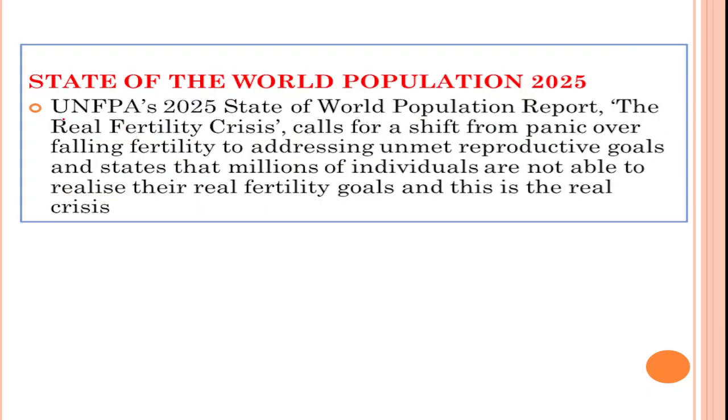Now, State of the World Population 2025, or you can say the report, The Real Fertility Crisis, calls for a shift from panic over falling fertility to addressing unmet reproductive goals. So it mainly wants to focus on the fact that millions of individuals are not able to realize their real fertility goals. So this is what real crisis means, according to this report.